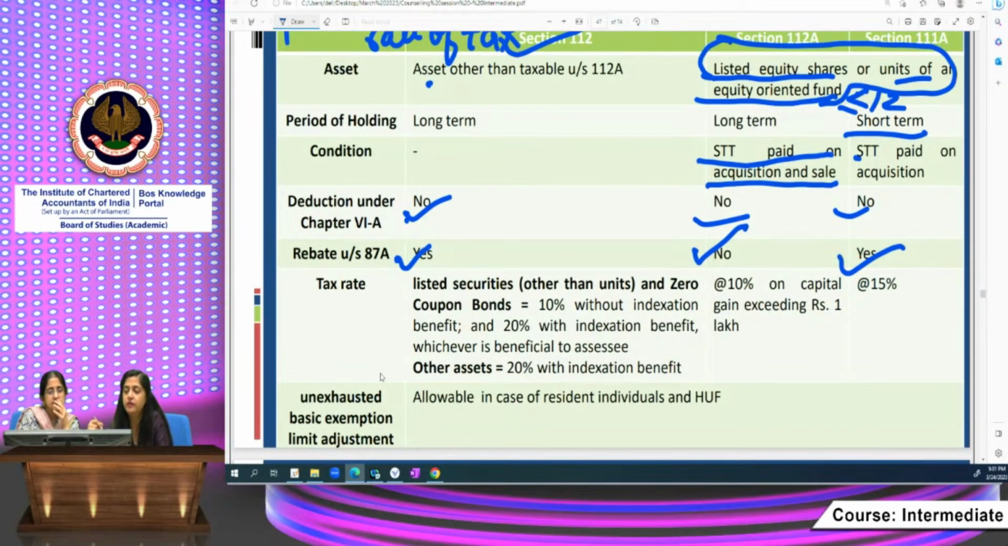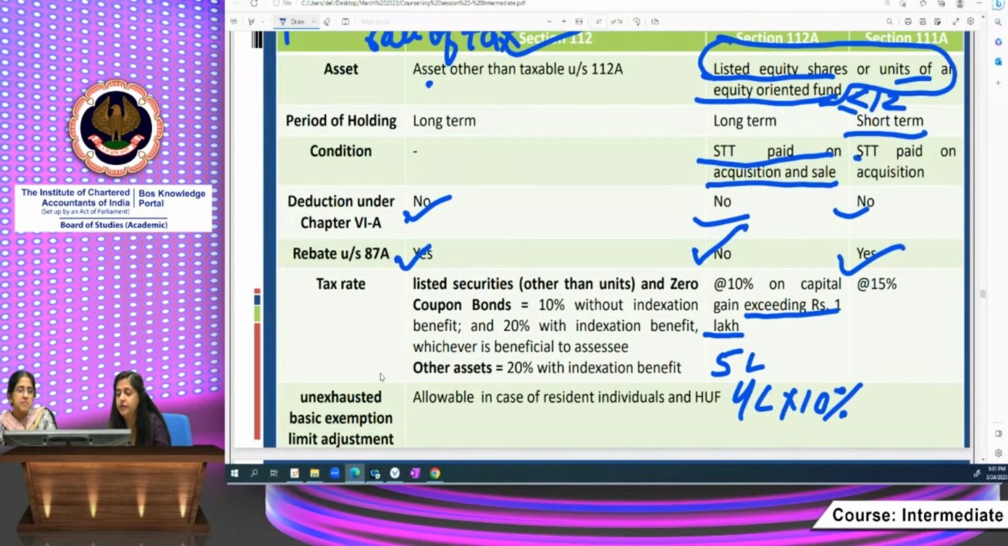What is the rate of tax? In case your capital assets fall under 112A, then it's 10% on capital gain exceeding 1 lakh. Suppose you have a capital gain of 5 lakh, then on 4 lakh it is 10%. In case it's a short-term capital gain taxable under section 111A, it's 15%.